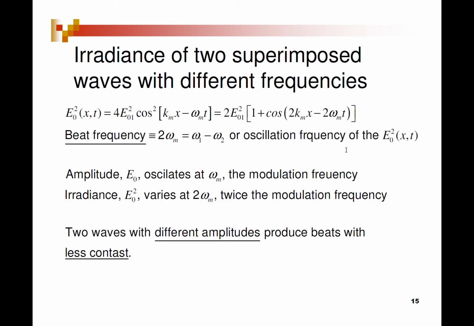And then the irradiance is proportional to the electric field squared, and this is given by this one. And then interestingly, we have this beating frequency, omega 1 minus omega 2. Okay. So two waves with different frequencies produce beats. That is the important one. Two waves with a different amplitude and different frequency will have beating.